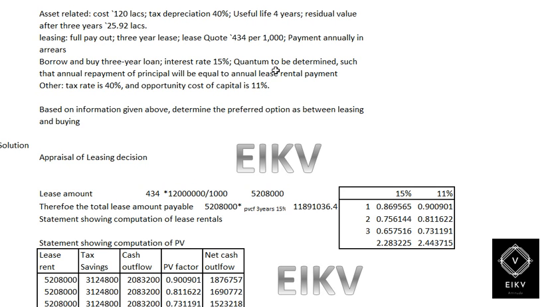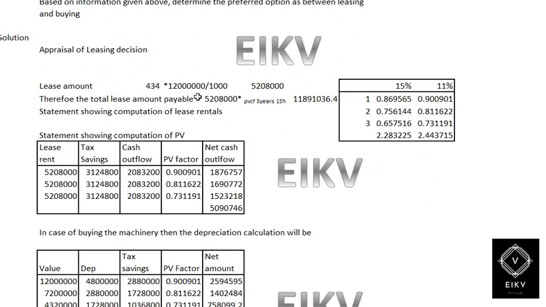So annual repayment of loan should be equal to principal for lease rental payment. So that is the thrust of this question. So going ahead with the solution, first we are going to calculate the net cash outflow of lease rental. For that, in this question they have given that lease rent is 434 per thousand, right? Yes, therefore the computation of lease rent will be 434 multiplied by 120 lakhs divided by 1000, which gives you 52 lakh and 8,000 as an annual repayment.